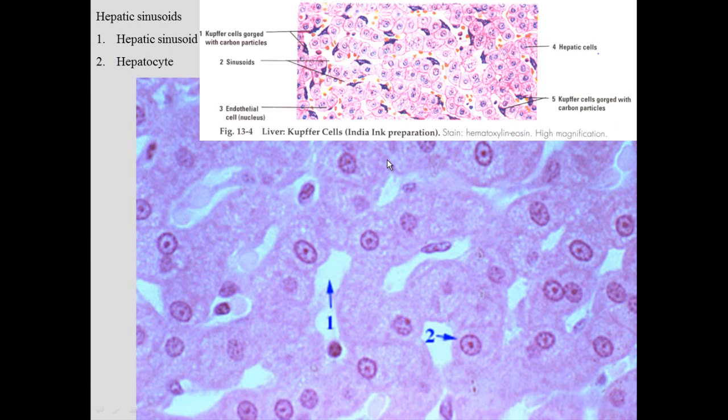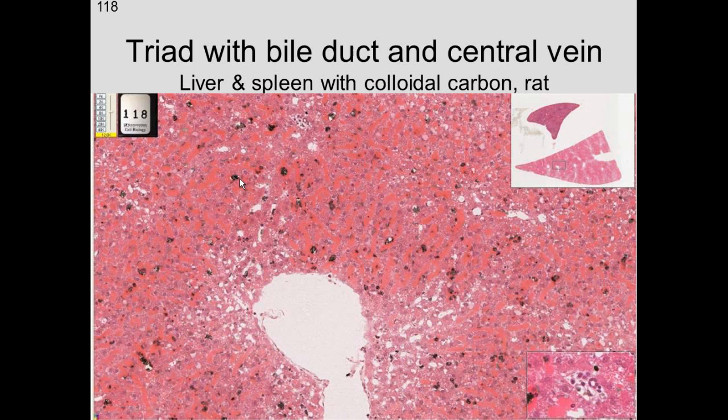And here we can see the Kupffer cells. Some of the Kupffer cells that project across the lumen there would be Kupffer cells. And in this particular slide, 118, you can see where colloidal carbon has been injected into the animal, and as a consequence, we were able to see the carbon uptake by the Kupffer cells.